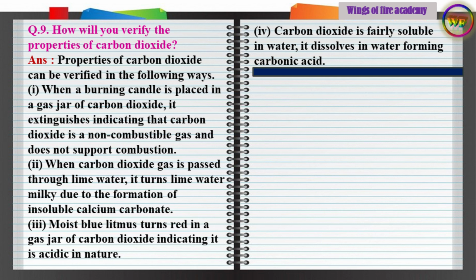2. When carbon dioxide gas is passed through lime water, it turns lime water milky due to the formation of insoluble calcium carbonate. 3. Moist blue litmus turns red in a gas jar of carbon dioxide, indicating it is acidic in nature. 4. Carbon dioxide is fairly soluble in water. It dissolves in water, forming carbonic acid.